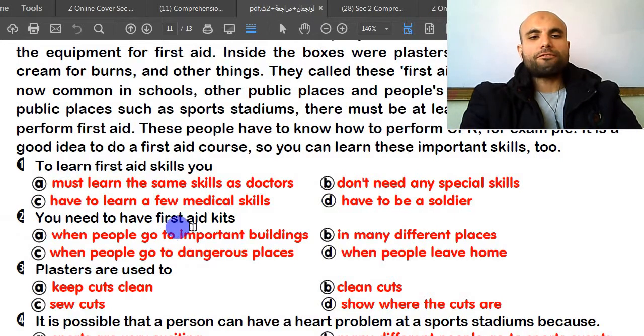Number 2, you need to have first aid kits space. A, when people go to important buildings. B, in many different places. C, when people go to dangerous places. D, when people leave home. Number 3, plasters are used to space. A, keep cuts clean. B, clean cuts. C, sew cuts. D, show where the cuts are.